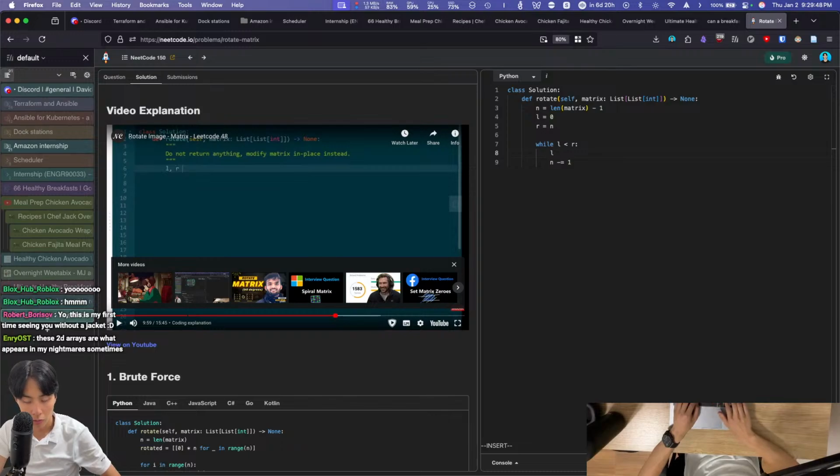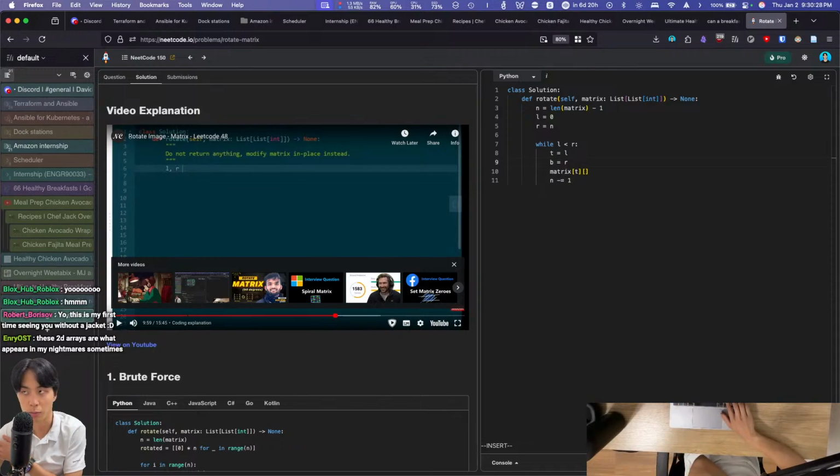Okay. L. This is matrix L, R. For a matrix, so top, bottom, top is equal to, I guess, the same. Bottom is equal to the same. Top left.